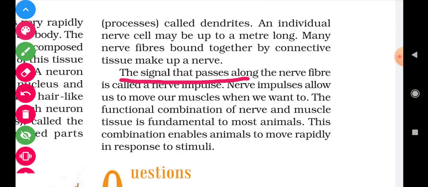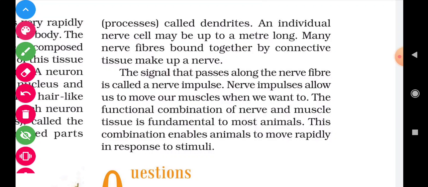The signal that passes along the nerve fiber is called a nerve impulse. Means a signal which is sensed by the dendrites from the external environment passes through the nerve fiber, popularly known as the nerve impulse. So nerve impulses allow us to move our muscles when we want to. Whenever we want to move our muscles in a certain direction, the signal is given to the brain with the help of this nerve impulse. So it allows us to move that particular area of muscles.